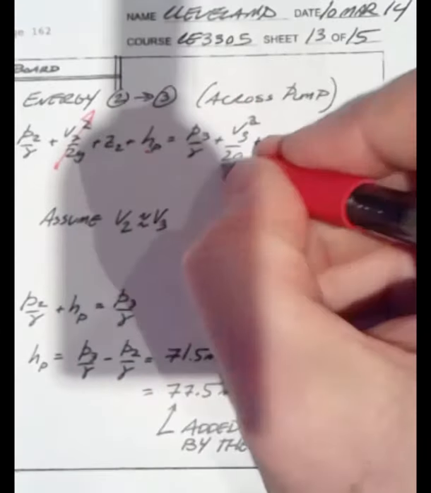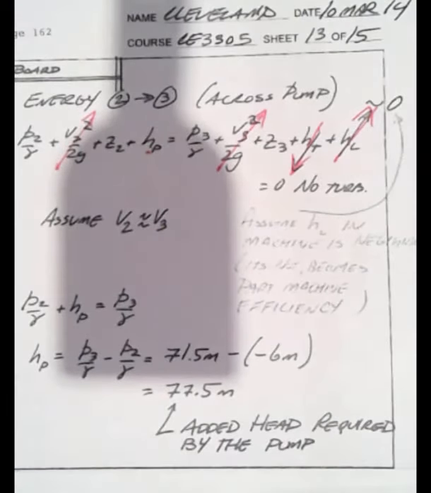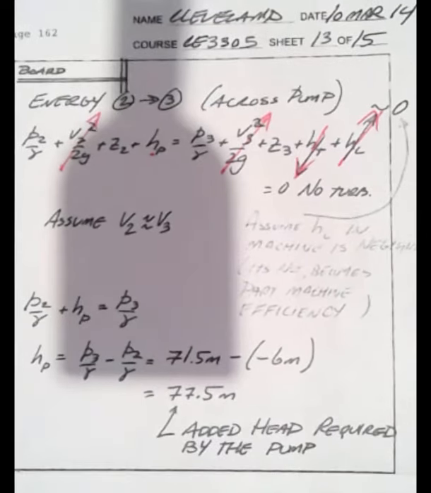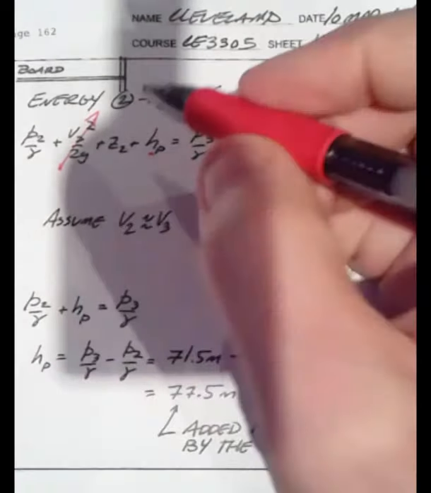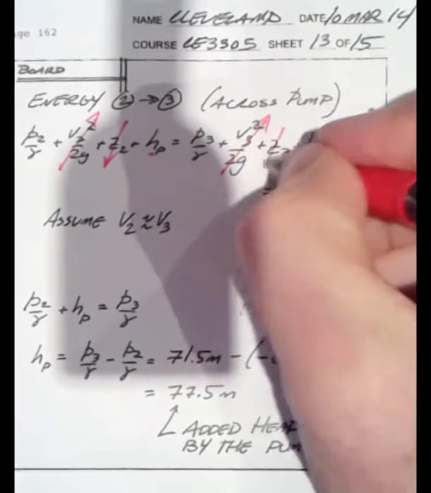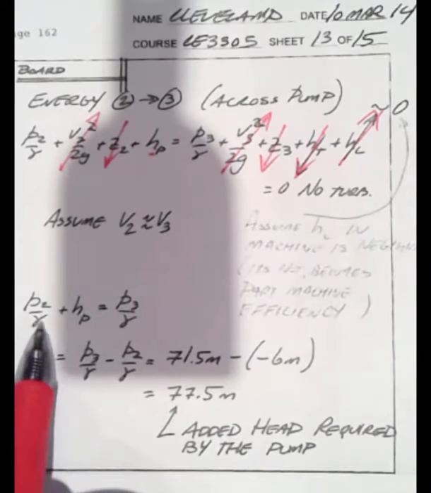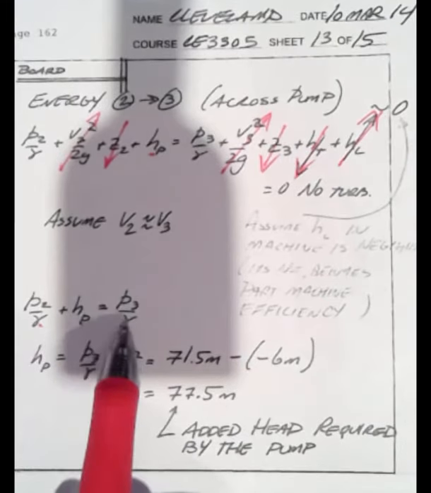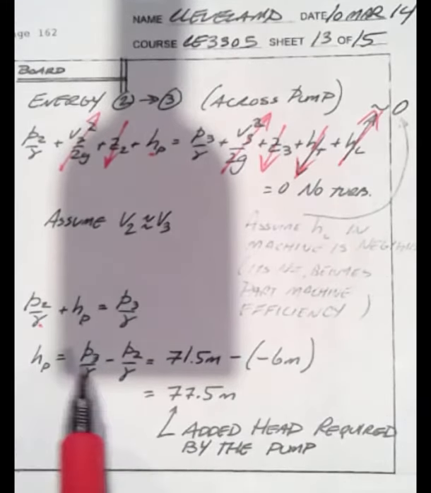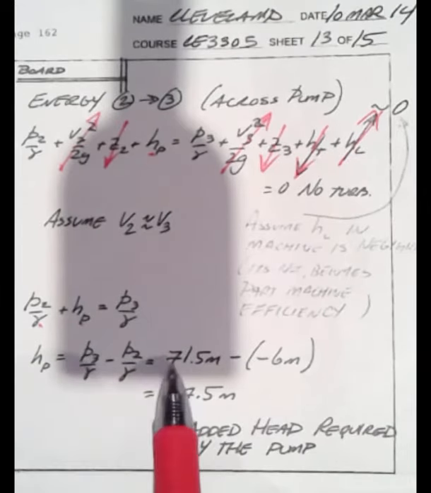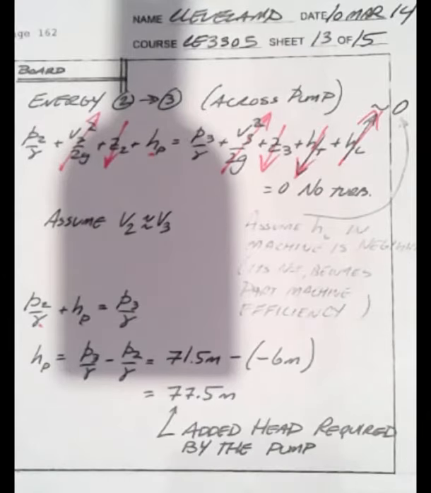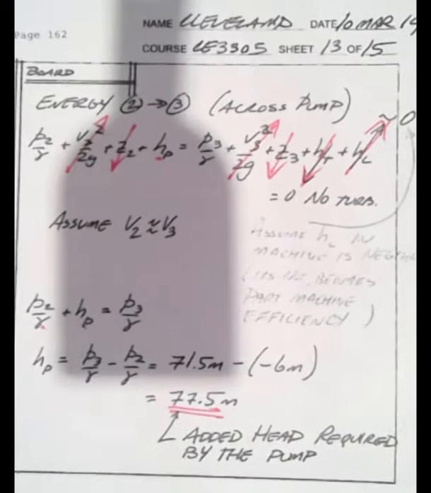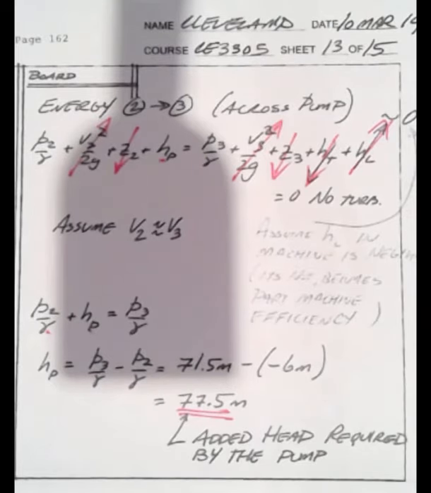Assume that the inlet and the outlet velocities are the same. We actually implicitly assume that for the other part of the analysis anyway. So what's left is, H sub P is no longer 0 because there's a pump in line. Z2 and Z3 are the same, so they cancel. So what's left is P2 over gamma plus H sub P equals P3 over gamma. H sub P then is the change in pressure across the pump. 71.5 meters minus minus 6 meters, which is 77.5 meters. And so this is the added head that the pump has to deliver for this flow system.